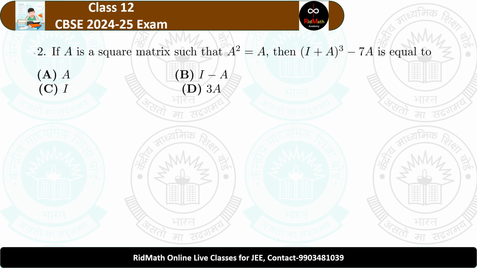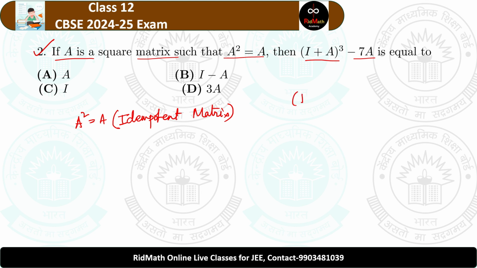Next problem, question number 2. If A is a square matrix such that A square equal to A, then (I plus A) whole cube minus 7A is equal to what? So A square equal to A is given. This type of matrix is called an idempotent matrix. Okay.